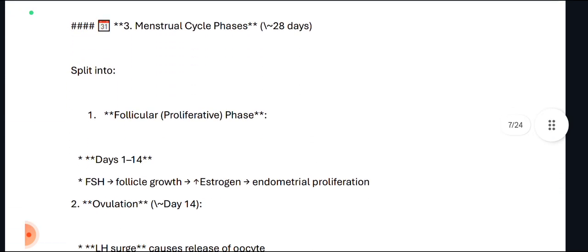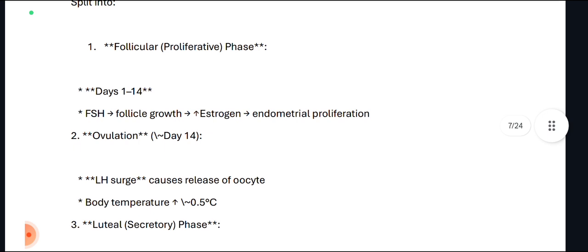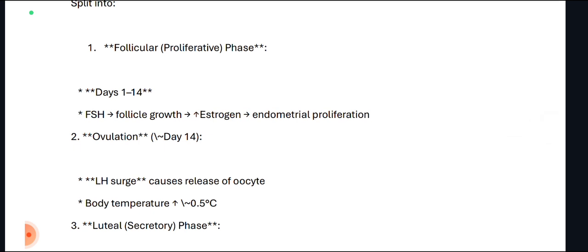Now coming to the menstrual cycle phases, they are split into the follicular or proliferative phase and the luteal or secretory phase. The follicular phase lasts from day 1 to 14. The secretion of FSH from anterior pituitary stimulates follicle growth, and the developing follicle from the theca cells secretes estrogen. This estrogen is responsible for the endometrial proliferation.